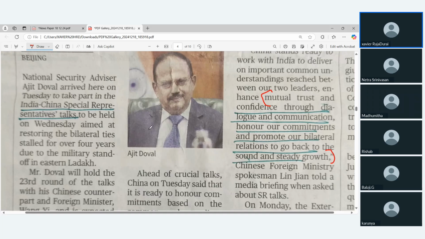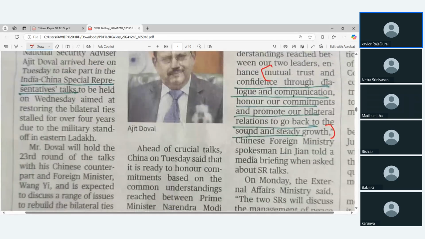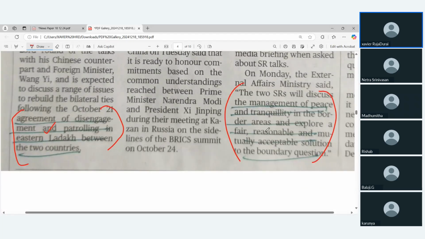Now while writing the mains exam you can add these statements. And the two special representatives discussed the management of peace and tranquility in the border areas and explore a fair, reasonable and mutually acceptable solution to the boundary question. These were the bilateral issues discussed.